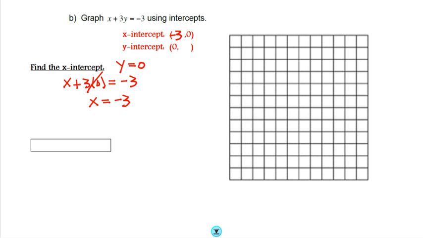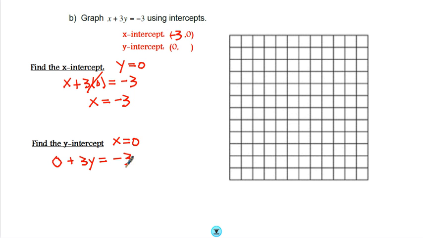And moving on to the y-intercept. The y-intercept this time is when x is 0. Oh yes, the y-intercept is when x is 0. So make x 0, you would have 0 plus 3y is equal to -3, which is just 3y equals -3. Divide both sides by 3, and y is equal to -1. So the y-intercept here is now -1.